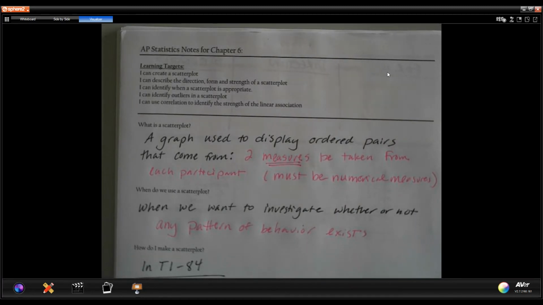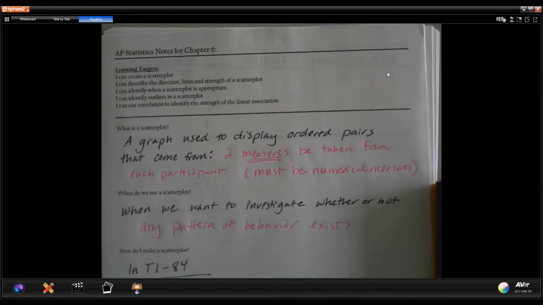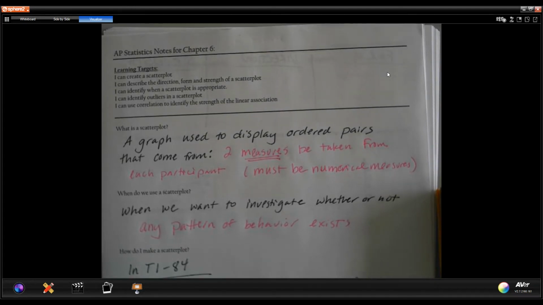All right, so how do you make a scatter plot? Well, we will be using our TI-84s quite frequently. I have to go across the room to get mine. And so what we're going to do is enter all of our x coordinates, which we call our explanatory data, into L1, and then we enter all the y coordinates, which is our response variable, into L2.